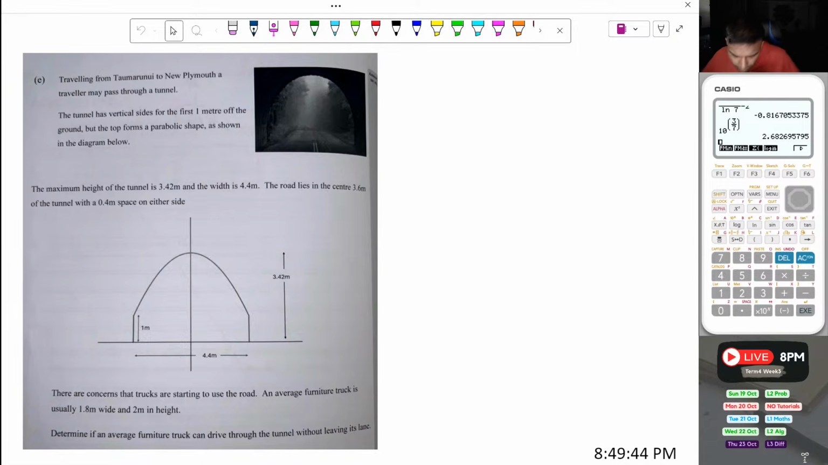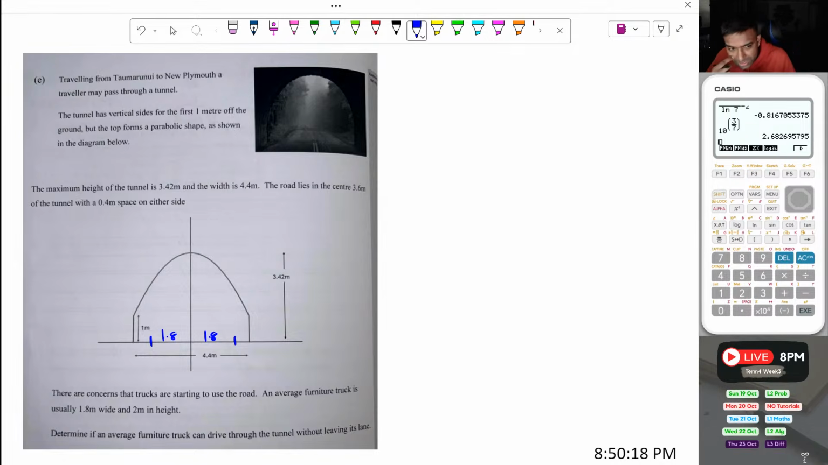So the road is 0.4 away, right? So that means 3.6 meters, so 3.6 meters from here to here. 1.8, because that's half of the 3.6 meters wide. There are concerns that trucks are starting to use the road. An average furniture truck is 1.8 meters wide and 2 meters in height. Geez, that's a pretty tight truck. They've got to drive exactly at 1.8 meters.